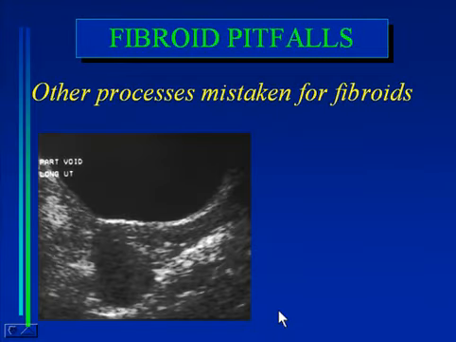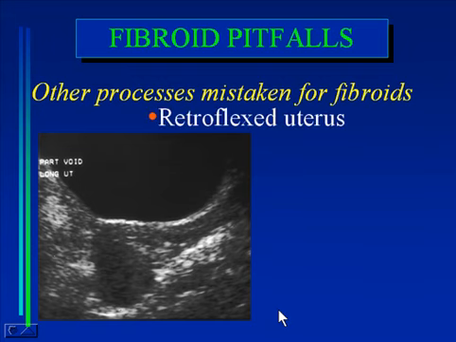Other processes that can be mistaken for fibroids not uncommonly include a retroflexed uterus. The retroflexed uterus is shown here. The posterior extension of the retroflexed uterus looks like it could be a hypoechoic fibroid because its orientation is such that it makes it somewhat tricky to show the endometrial stripe, which is located parallel to the ultrasound beam.